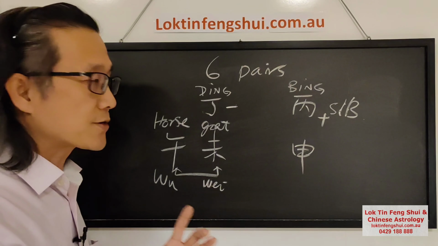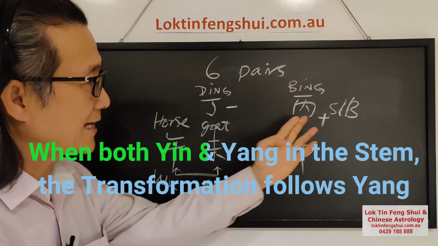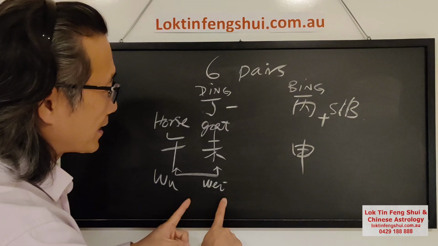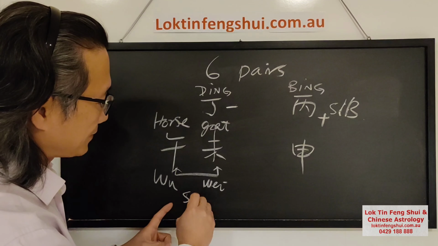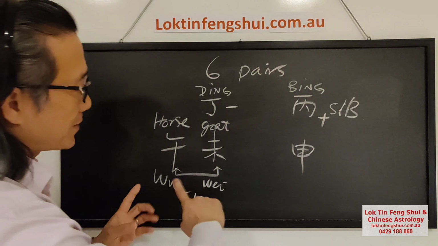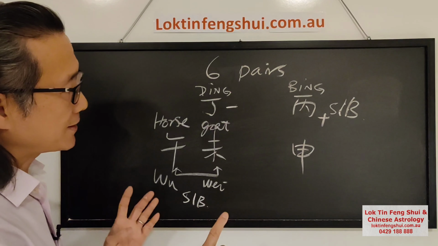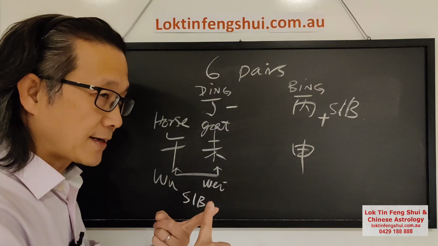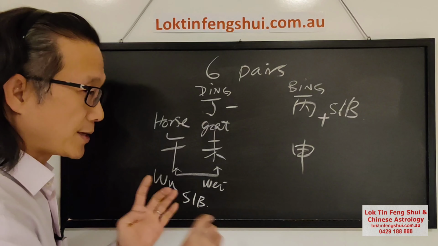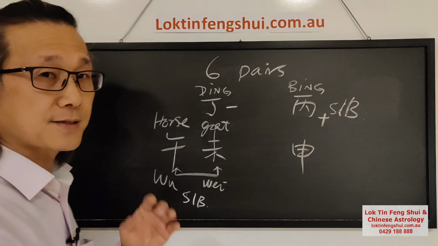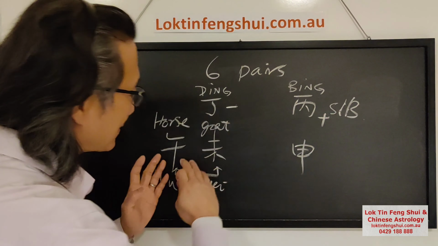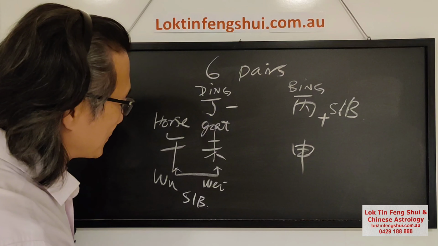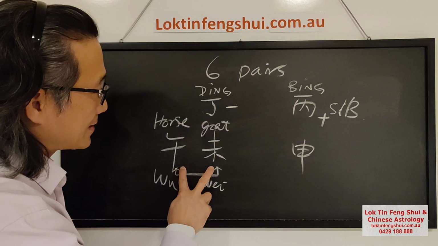So for all transformation, if there's a yang stem there, that will follow the yang. So this will become the sibling element in this chart. Sibling element is fire. Self element and sibling element in the future will be slightly different, but at this stage you just remember they're the same. They're fire. So this makes the chart quite a strong chart, right? So that is the six-pair bond.